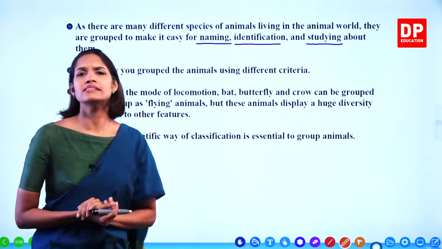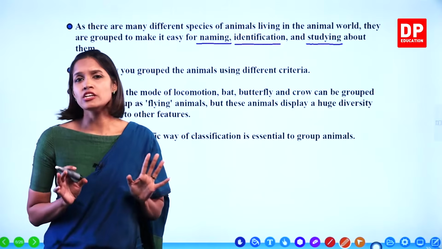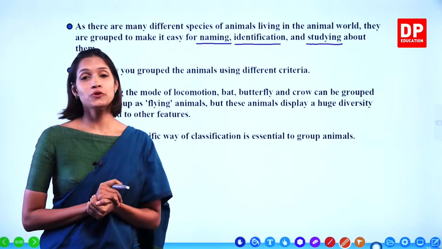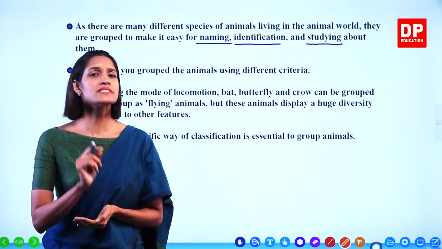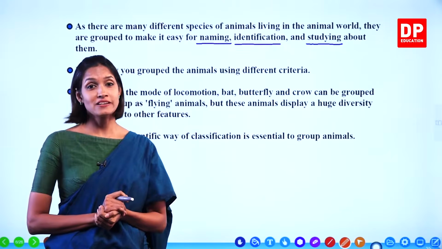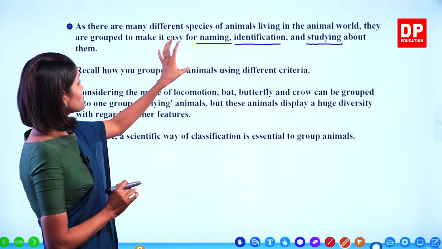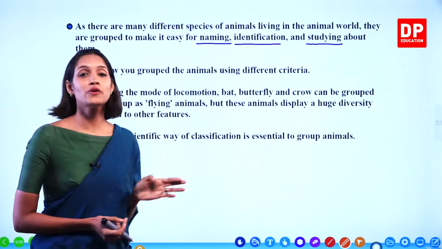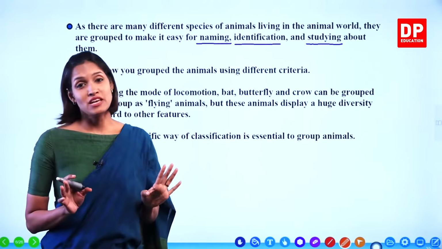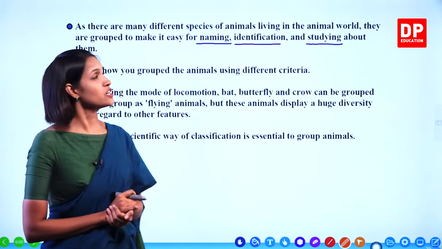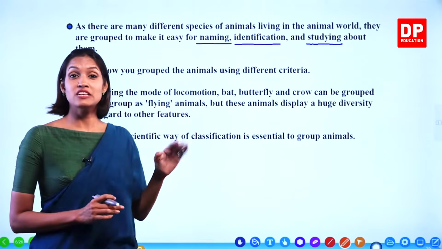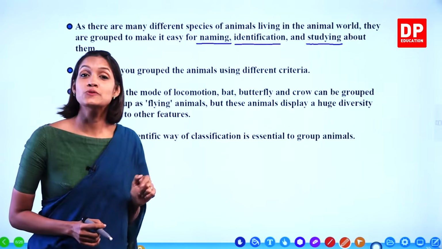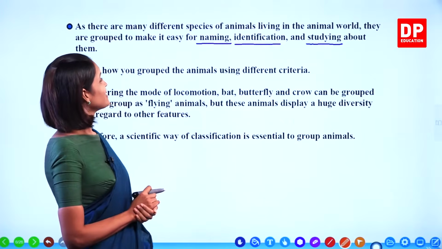Okay? So what is this naming? Remember, children, by now you all know the animals' common names to identify them. But when you go to the upper grades, you are going to learn about scientific names. Okay, children? So, each and every species has a scientific name for their group. When you go to the upper grades, you are going to learn about these scientific names and everything about them. So, when you group animals like this based on different features, it's very easy to name these animals using the scientific method. Okay, children? Right.